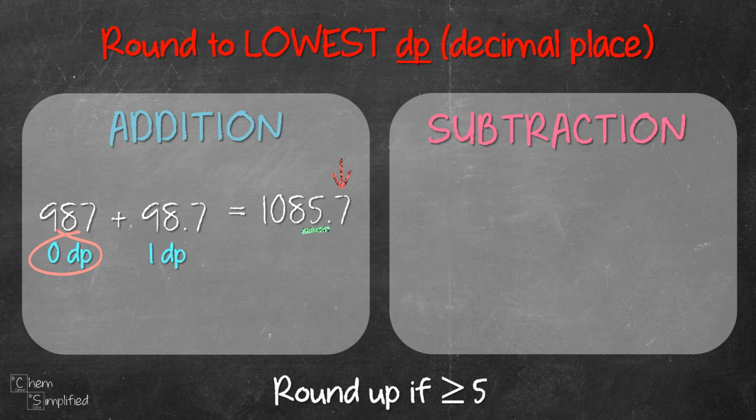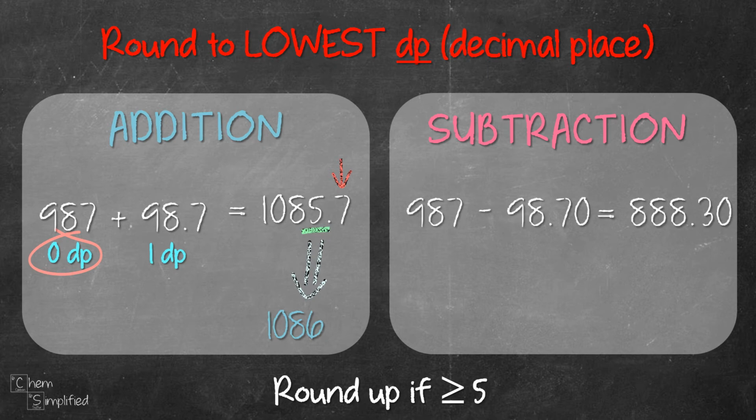When rounding, if the number is 5 or greater, we need to round up. In our case, we have 7. That means we need to round up, and that will give us 1086. We add 1 to 1085 and we remove everything that comes after the decimal point, so we get our answer in 0 decimal place. Next, we look at the subtraction example.